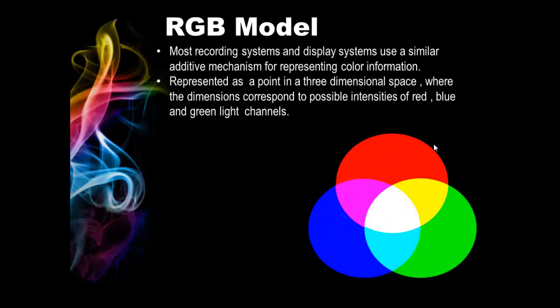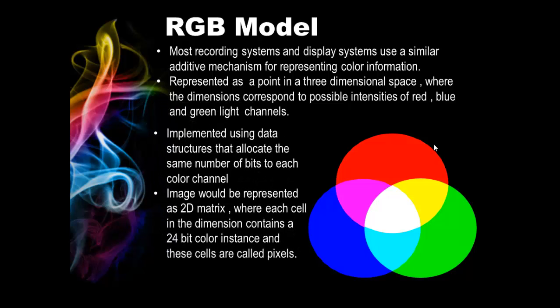RGB model. Most recording systems and display systems use a similar additive mechanism for representing color information, represented as a point in a 3-dimensional space where the dimensions correspond to possible intensities of red, blue, and green light channels. Implemented using data structures that allocate the same number of bits to each color channel, an image would be represented as a 2D matrix, where each cell contains a 24-bit color instance, and these cells are called pixels.